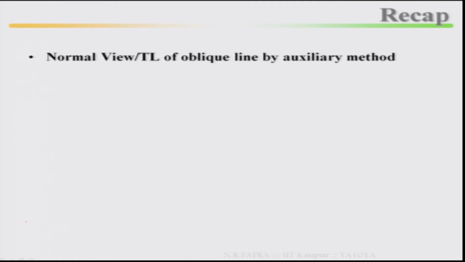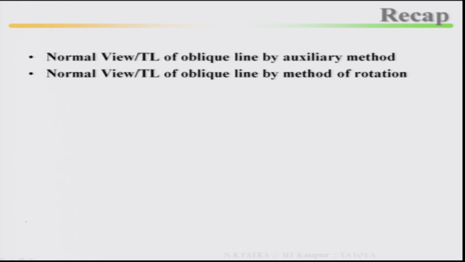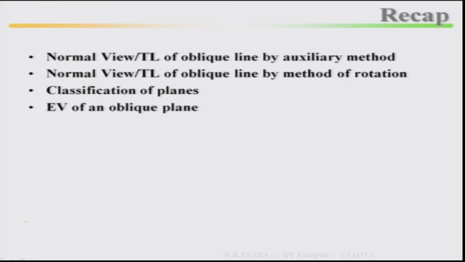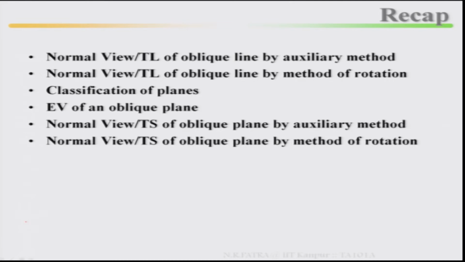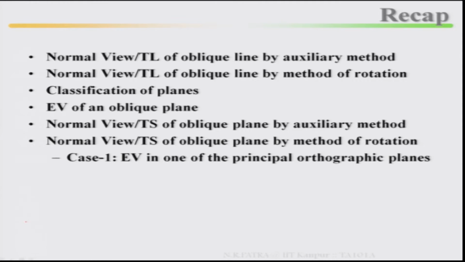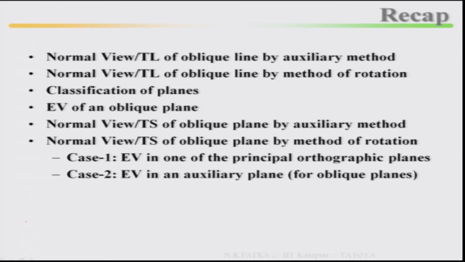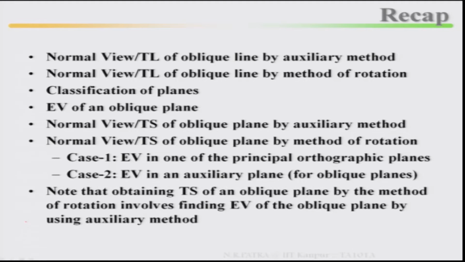So, space geometry. What we covered last time: normal view and true length of an oblique line by the auxiliary method, normal view and true length of an oblique line by the method of rotation, classification of planes, edge view of an oblique plane, and normal view and true shape of an oblique plane by the auxiliary method and by the method of rotations. Case 1: edge view in one of the principal orthographic planes. Case 2: edge view in an auxiliary plane for oblique planes.